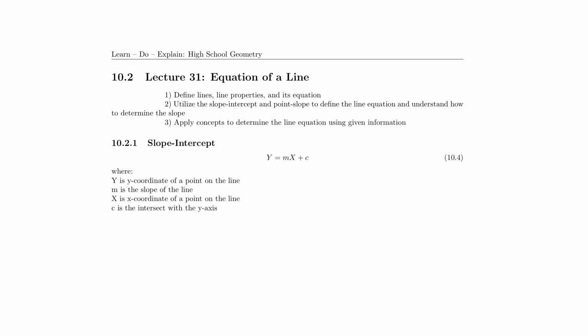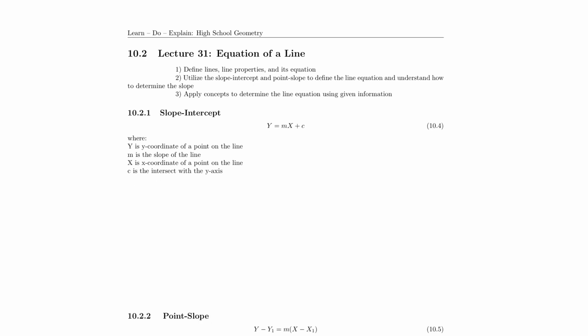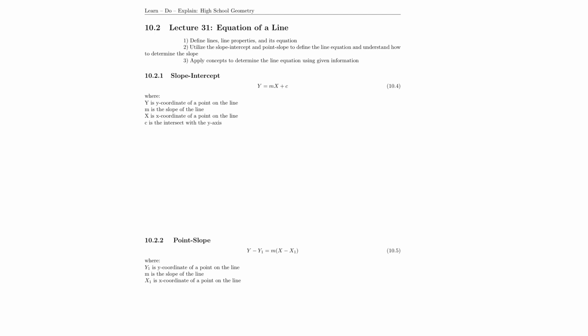Okay, so we already know what a line is. We discussed that at the very beginning of this class. But now we're going to talk about the equation that defines a line in the coordinate system. In this lecture, we're going to talk about two types of equation. One of them is the slope-intercept equation, this one right over here. And the other one is the point-slope equation, this one right over here. They both represent the same thing, just the representation of a line in the coordinate system. So let's talk about each of them individually.